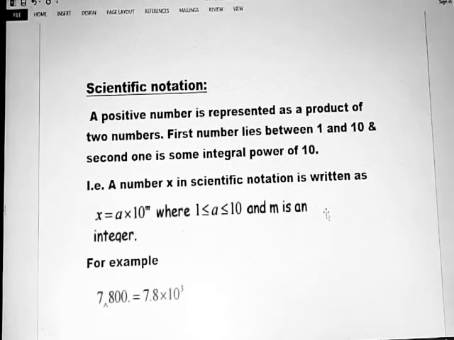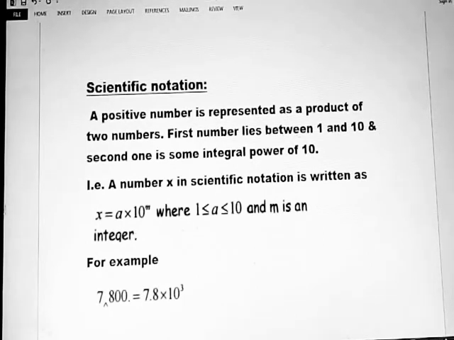Scientific notation is a special form of writing very large numbers or very small numbers very conveniently. Scientific notation of any number is represented as a product of two numbers. The first number lies between 1 and 10, while the second one is an integral power of 10.